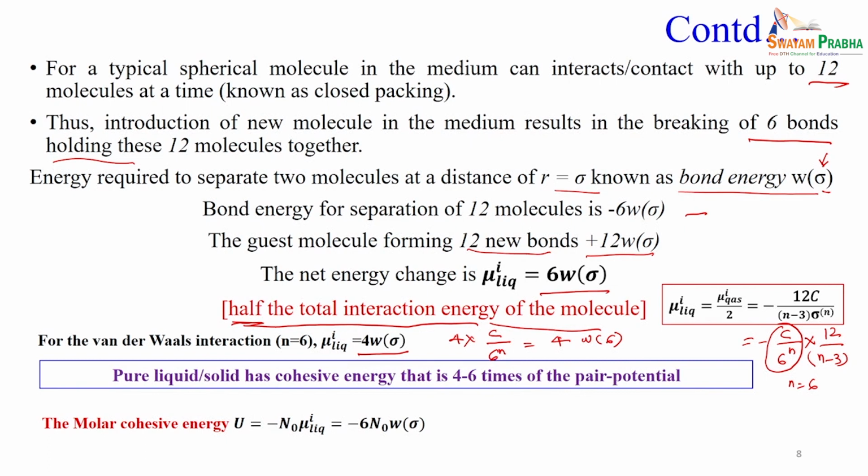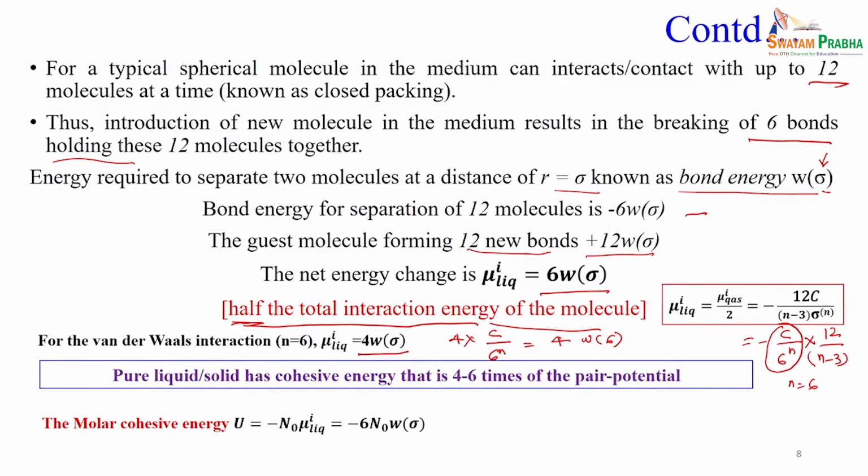So, here we have taken from the mathematical expressions, considering the van der Waals interaction n equal to 6, and we are getting 4 times the pair potential. Here we have assumed that one spherical molecule is surrounded by 12 different molecules. So, there will be the loss of 6 pair potentials plus the formation of 12 pair potentials. So, net will be 6. The typical value of cohesive energy, or the self energy, is 4 to 6 times the pair potential.